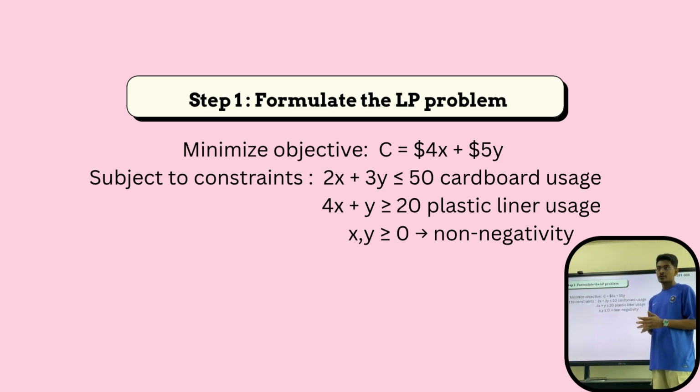Here's step 1. First, we have to formulate the LP problem. The objective is to minimize the cost, C equal to $4x plus $5y. The first constraint is 2x plus 3y less than or equal to 50, cardboard usage, and the second constraint is 4x plus y more than or equal to 20, plastic liner usage. The third one, x and y are more than or equal to 0.